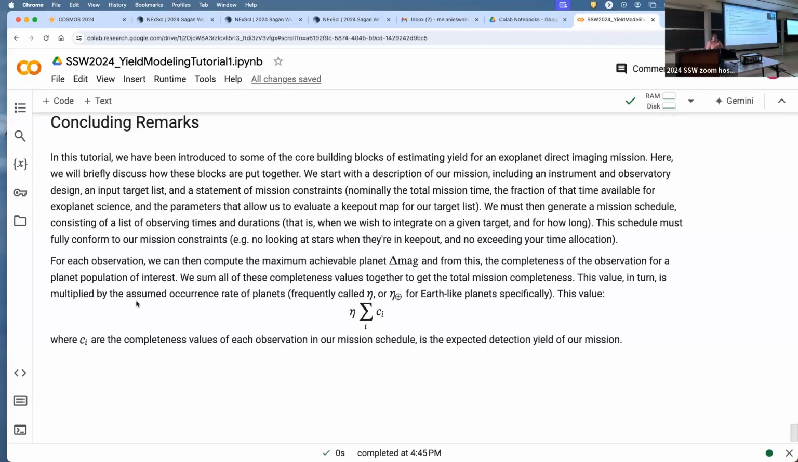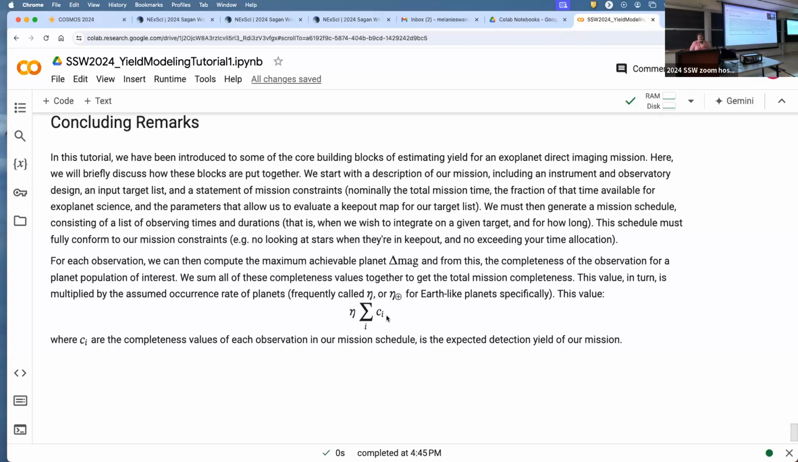So when I finish here, you'll have more time to work on these while we are all here together. But let me wrap up the concluding remarks on this, which is that we have built a lot of bricks that are how you do yield modeling right here.